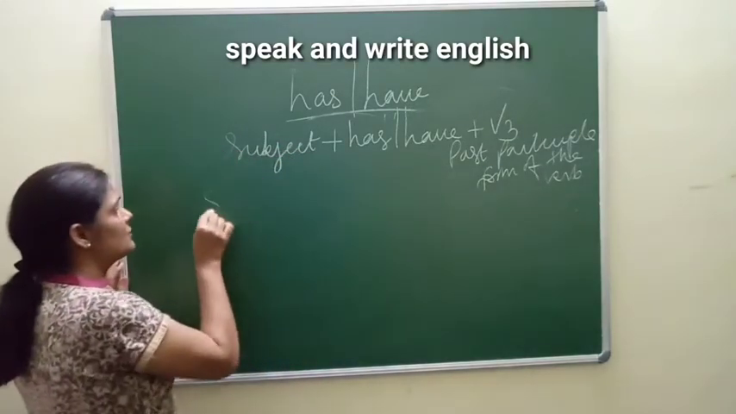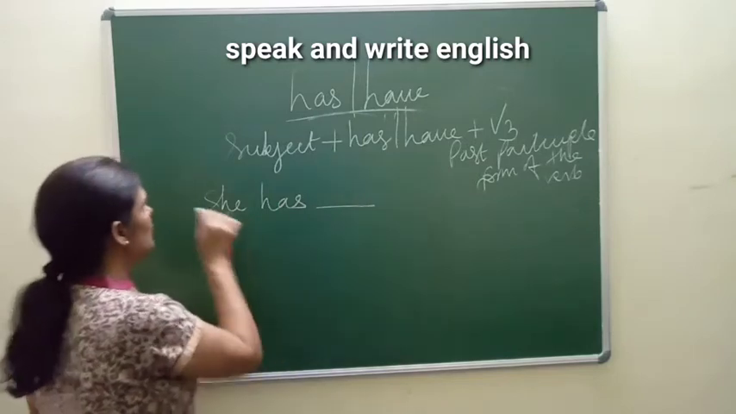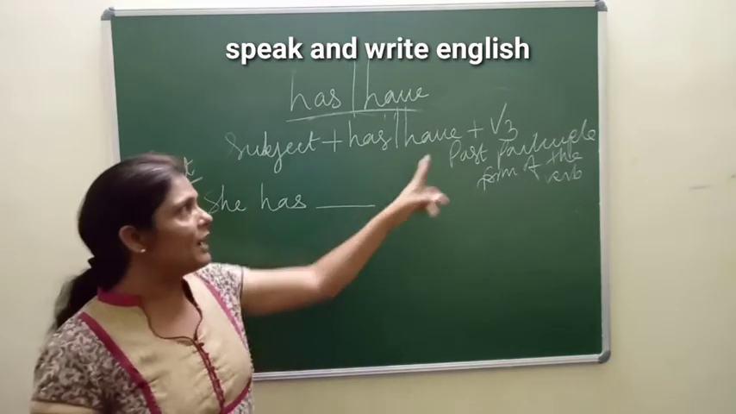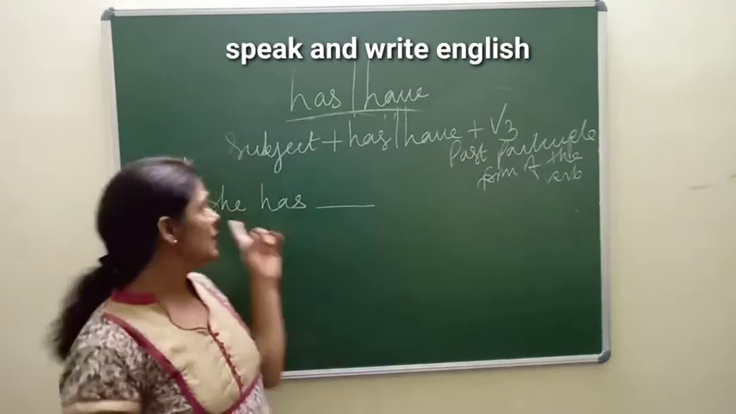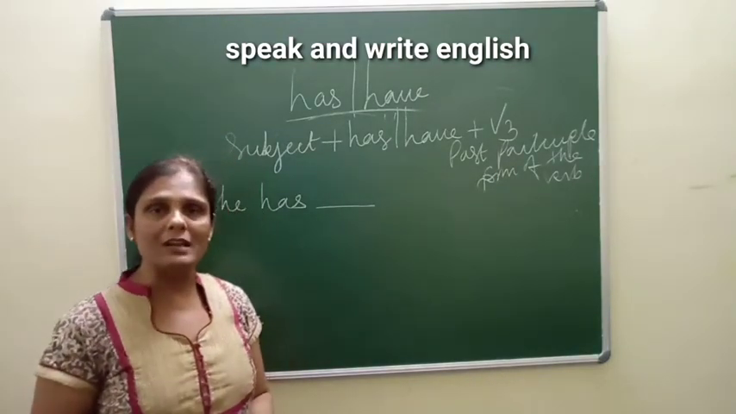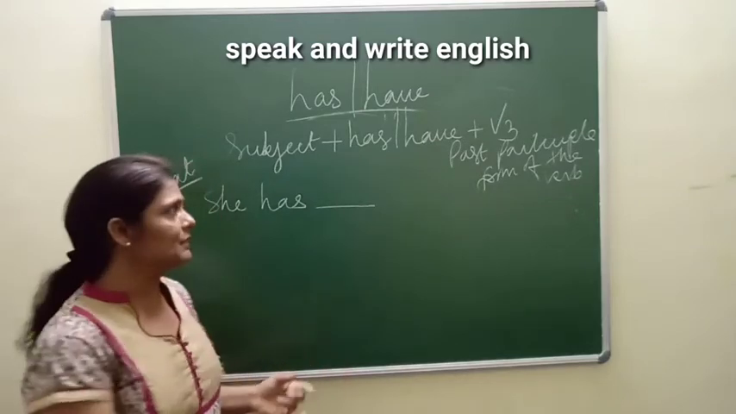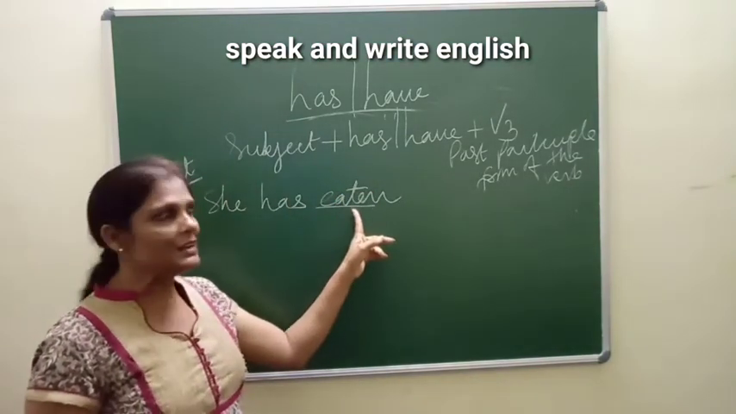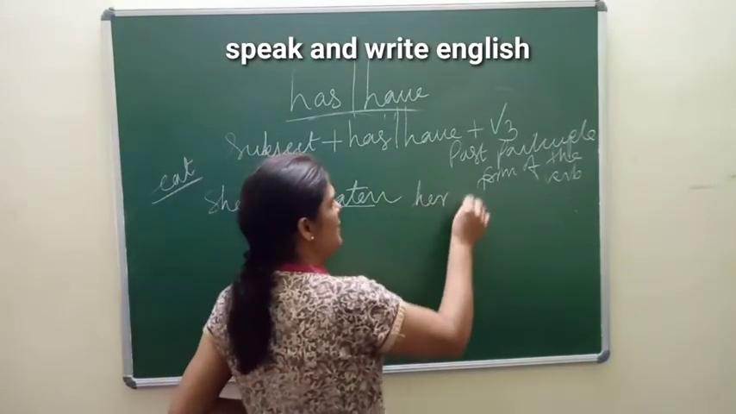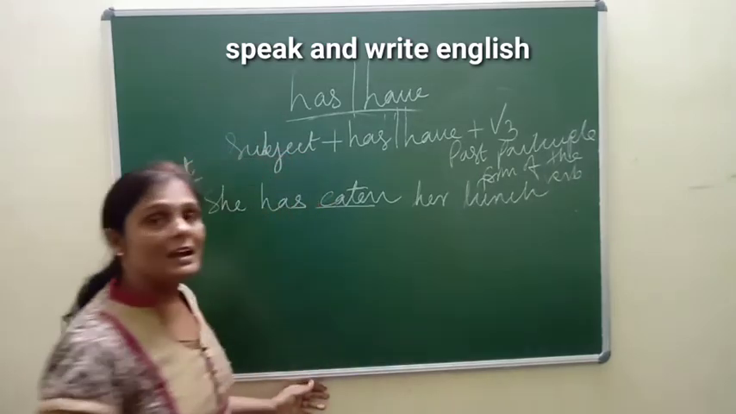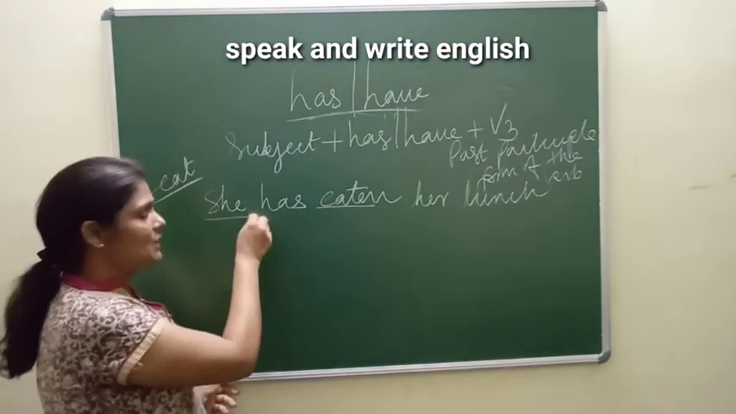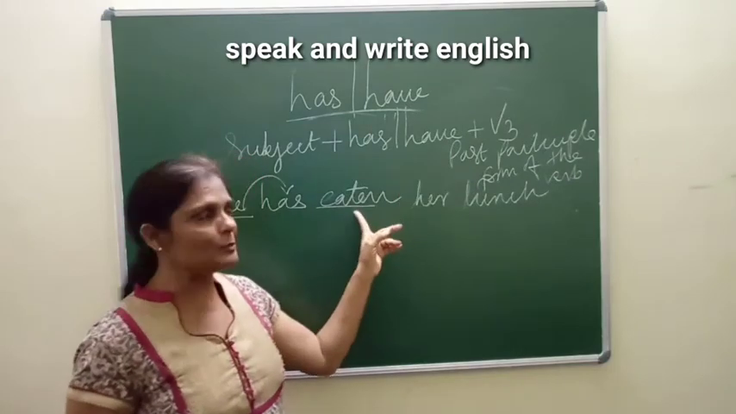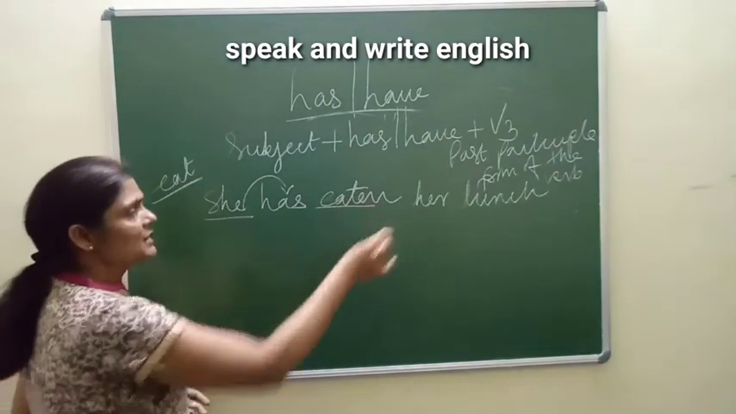For example, she has, I need to put the word here as eat. Will it be right if I make use of the word eat here? No, I need to take the past participle form of the word eat. And the past participle form of the word eat is eat, ate, eaten. She has eaten her lunch. Subject is she, third person singular, so I have made use of has, followed by the verb in the past participle form. So, she has eaten her lunch.